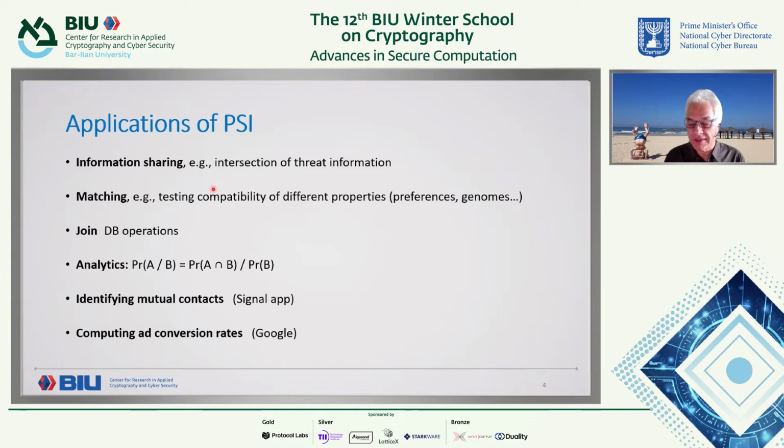So PSI has surprisingly many applications. It can be used for information sharing between different parties, say that have threat information, strange things that happened on their network, and they want to compare them. It can be used for checking matching between different parties. If you look at databases and join operation, then they're basically PSI, computing the intersection. Also, when you do analytics, many times what you want to compute is the conditional probability of some feature A given some feature B. And when you compute the conditional probability, you need to compute the probability of the intersection of the 2 things happening. There are also applications for identifying mutual contacts between users, and the context of a new user of the Signal app and all current users of Signal, or for computing ad conversion rates, and I'll describe this example in more detail.